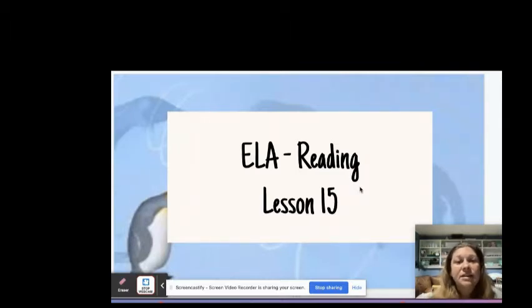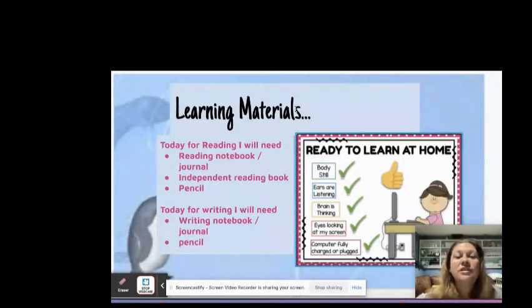And let's take a look at the materials you'll need for your last lesson. For reading, you're going to need a reading notebook or journal, an independent reading book, and a pencil. For writing, you're going to need your writing notebook or journal and a writing instrument such as a pencil.